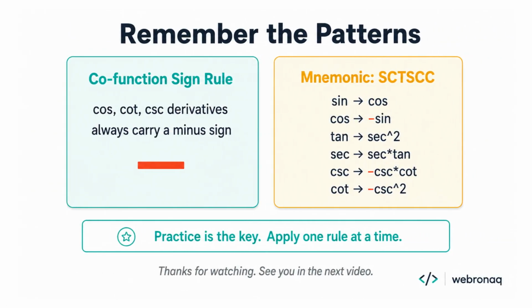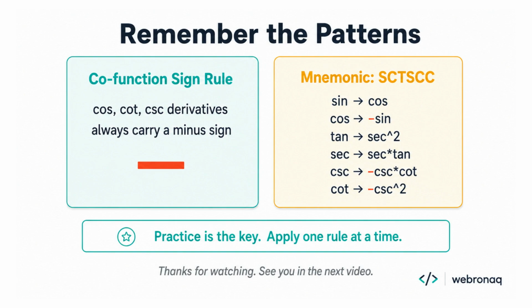Let us bring it all together. We started with 2 foundational trig limits, used them to derive the 6 core rules, extended them with the chain rule, and combined them with the product rule and implicit differentiation. The single most useful pattern to memorize is the cofunction sine rule. The derivatives of cosine, cotangent, and cosecant all carry a negative sign. Their counterparts, sine, tangent, and secant, do not. If you can remember that contrast, you have already cut your memorization in half.